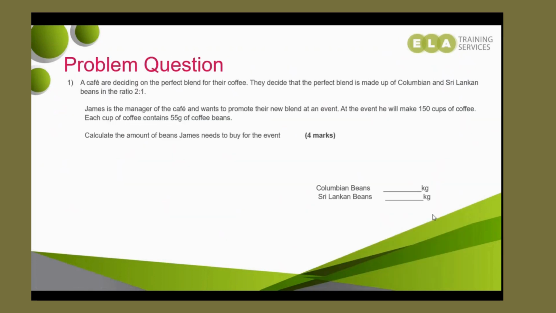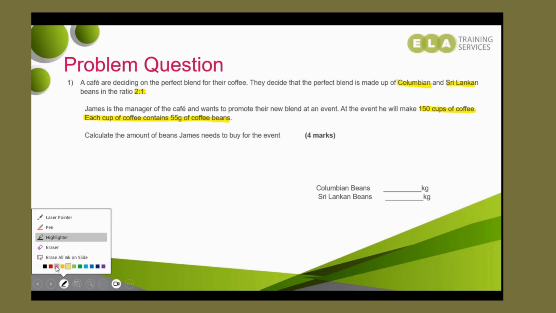So now we're going to have a look at 2 problem questions to do with ratio. First, a cafe are deciding on the perfect blend for their coffee. They decide that the perfect blend is made up of Colombian and Sri Lankan beans in the ratio 2:1. Because it's quite a wordy question, I'm going to start highlighting things. So Colombian and Sri Lankan in the ratio 2:1. James is the manager and wants to promote their new blend at the event. At the event, he will make 150 cups of coffee. Each cup contains 55 grams of coffee beans. Calculate the amount of beans James needs for the event.